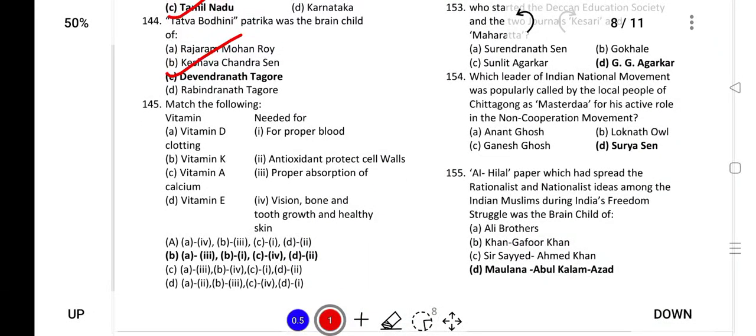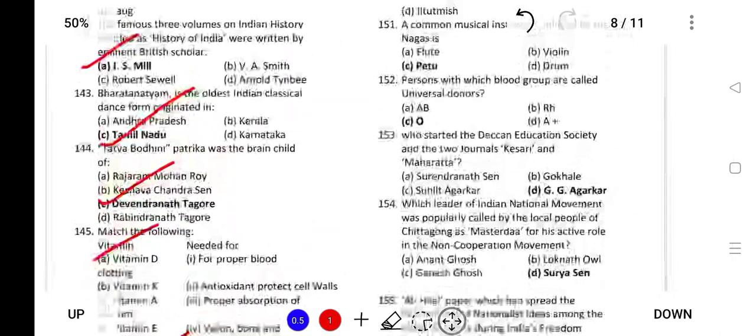Vitamin D helps bone and tooth growth, Vitamin K is for proper blood clotting, Vitamin A is for vision, and Vitamin E is an antioxidant that protects cell walls. Vitamin D is for proper absorption, so the answer will be B. Vitamin K is for blood clotting, Vitamin A is for vision, Vitamin E is an antioxidant protecting cell walls. Next.